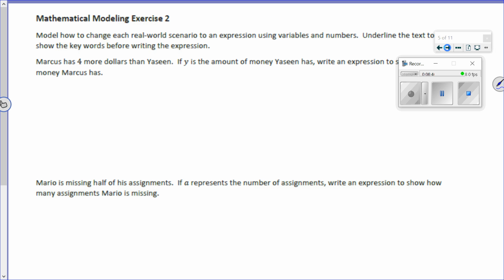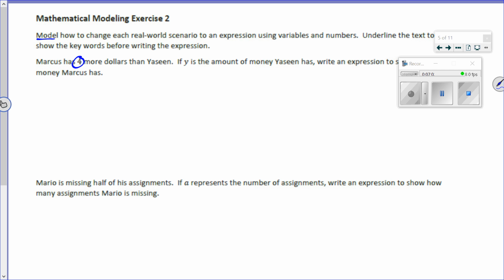Okay, we'll do one more together. So when we say model, we're just talking about using the variables and numbers because an expression is a model. We're going to underline the text, show our keywords, and then we're going to write the expression.